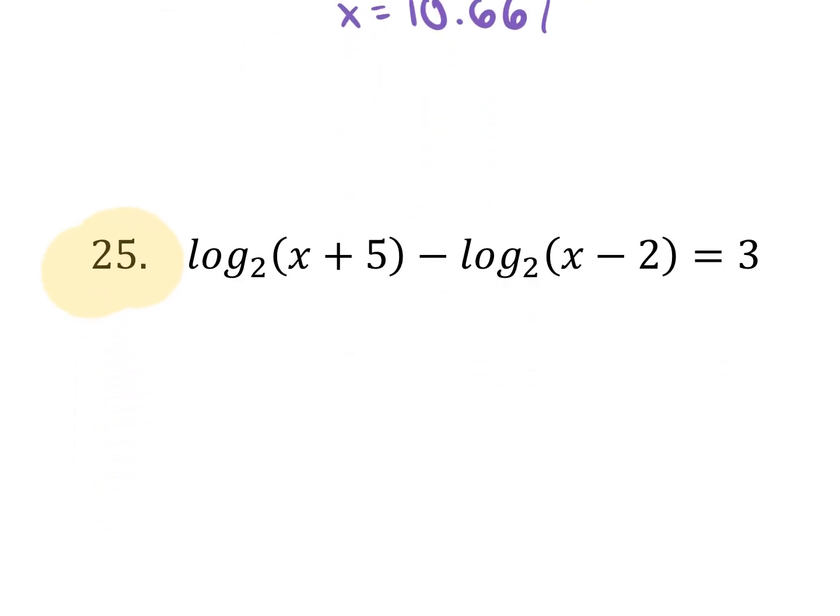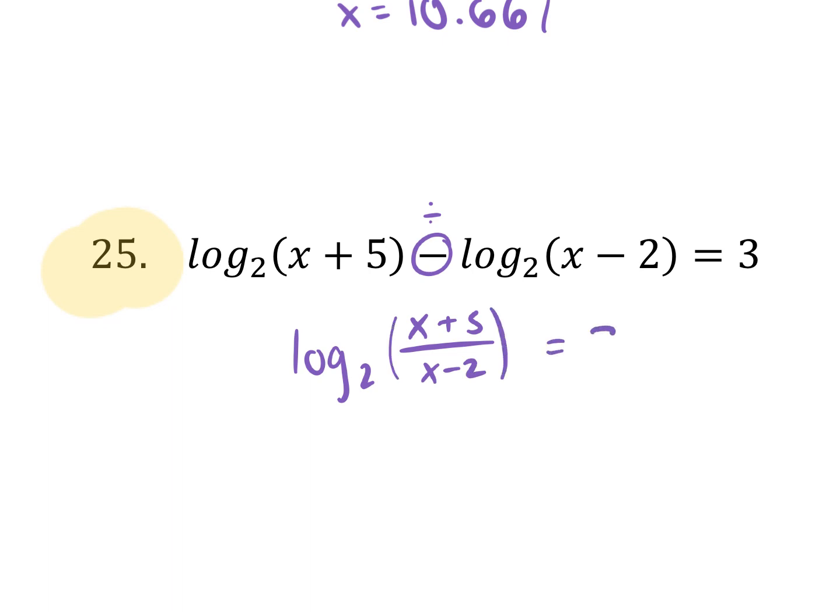Next, let's take a look at 25. What should I do to solve 25? Condense it. Perfect. So I want to condense it to just 1 log. When I'm subtracting, that means I use division. So this would be log base 2 of (x plus 5) over (x minus 2) is equal to 3.